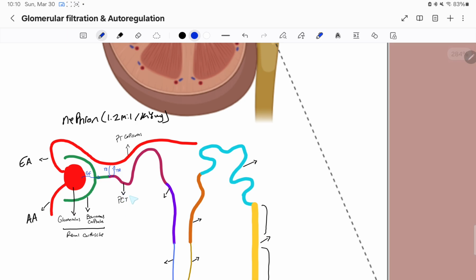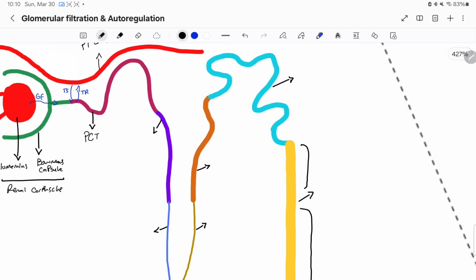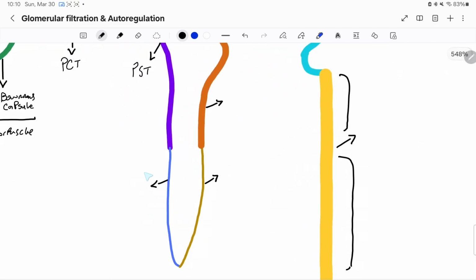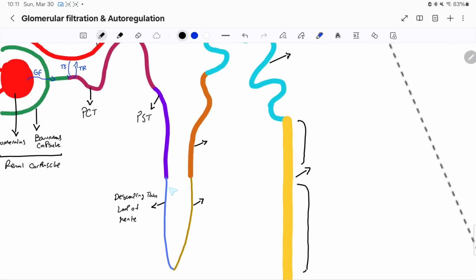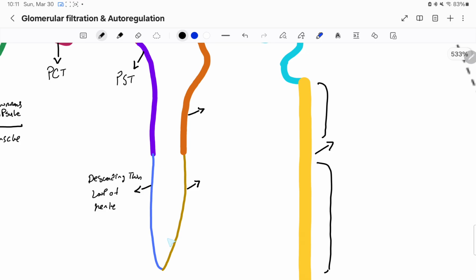Now, if we follow down this proximal convoluted tubule, we'll run into another structure here in purple, and that is called the proximal straight tubule. Following that is this little thin portion called the descending thin loop of Henle. Okay, so it's descending, going downwards, and it's very thin, right? And it's a part of a loop, and this loop is called the loop of Henle, right? But this is the descending thin loop portion. This portion is the ascending loop. So here's the ascending thin loop. I'm just going to abbreviate it as LH, loop of Henle.